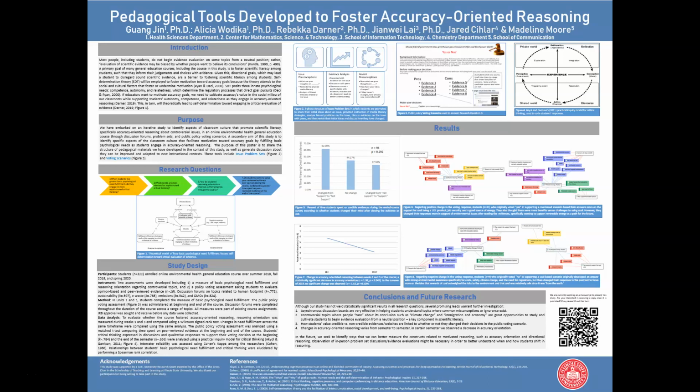When a student holds directional goals, they are motivated to arrive at a preferred conclusion, despite contradictory evidence, while a student with accuracy goals is motivated to be accurate in their conclusions. Therefore, the primary goal in this study is to foster accuracy goals in students, as well as teach them how to engage in accuracy-oriented reasoning, or the evaluation of evidence with the intent of being accurate in one's conclusions.